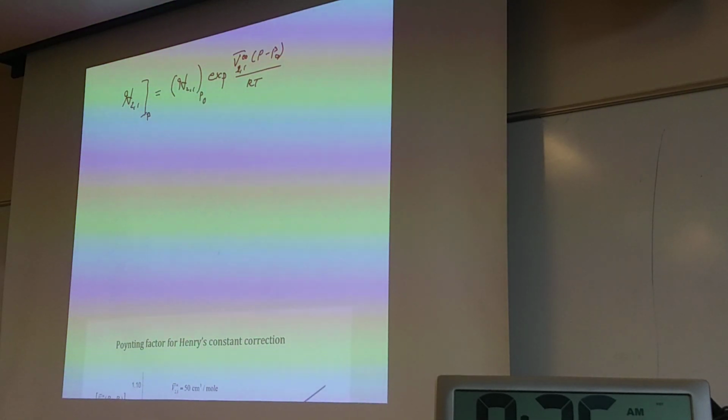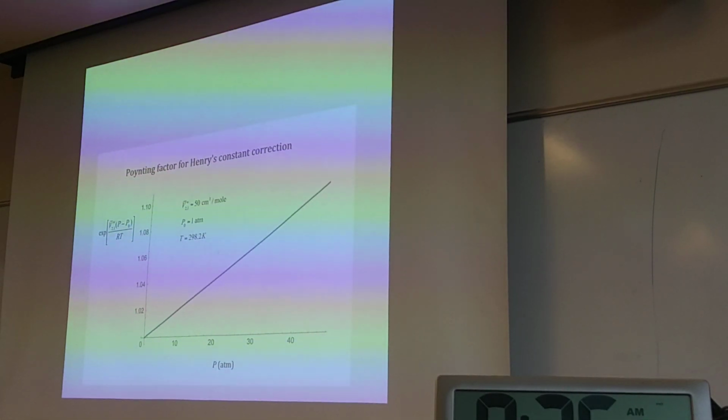All right, yeah. So if we take a look at this, we can see that the corrections are not going to be of any great significance unless we are at high pressure, but of course there are some situations where we are at high pressure, so it would be important. And just to get an idea of that magnitude of the correction, I plotted it up. So here's the Poynting factor for Henry's constant. If we make the assumption that this partial molar volume at infinite dilution of a dissolved solute is 50 cubic centimeters per mole. And here's our reference pressure, P0 of 1 atmosphere, and let's take the temperature at 25 degrees centigrade, which is 298.2 K. So this is the Poynting factor.